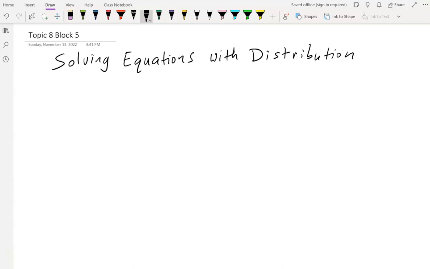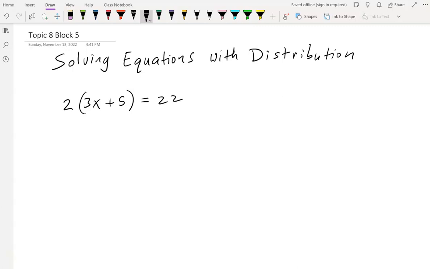So let's not wait any longer. Let's just get started right away with our first equation. Our first equation starts with 2 multiplied by 3x plus 5 equals 22.